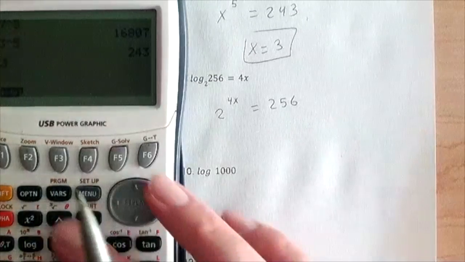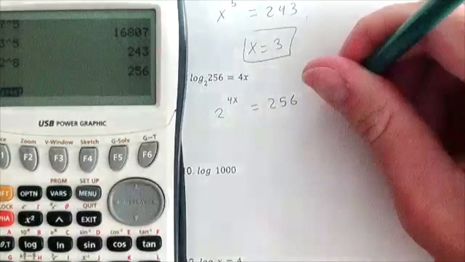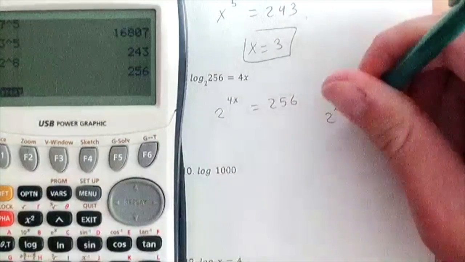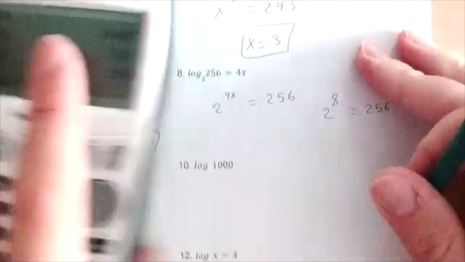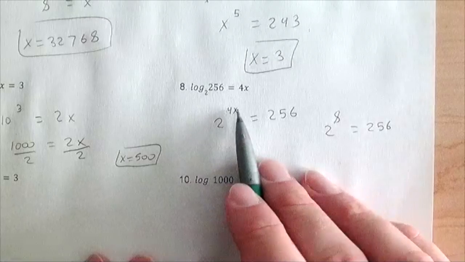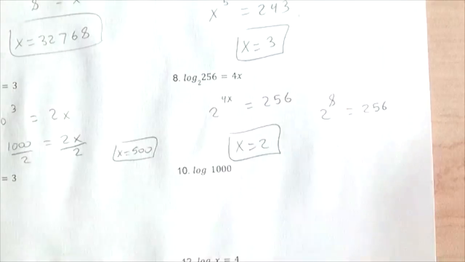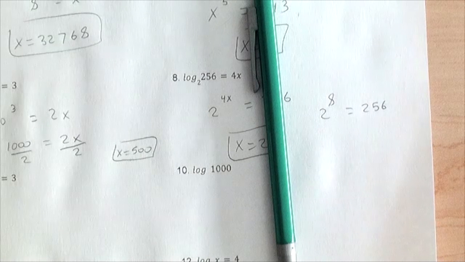And what I mean is that it's going to be 2 to the 8th, right? So 2 to the 8th equals 256. So that means that 4x has to be 8, right? 4 times 2 gives me 8. So x is equal to 2. Okay.